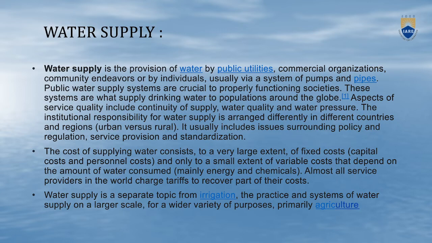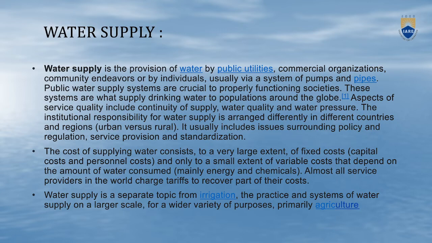Aspects of service quality include continuity of supply, water quality, and water pressure. The institutional responsibility for water supply is arranged differently in different countries and regions, urban versus rural. It usually includes issues surrounding policy and regulation, service provision, and standardization.